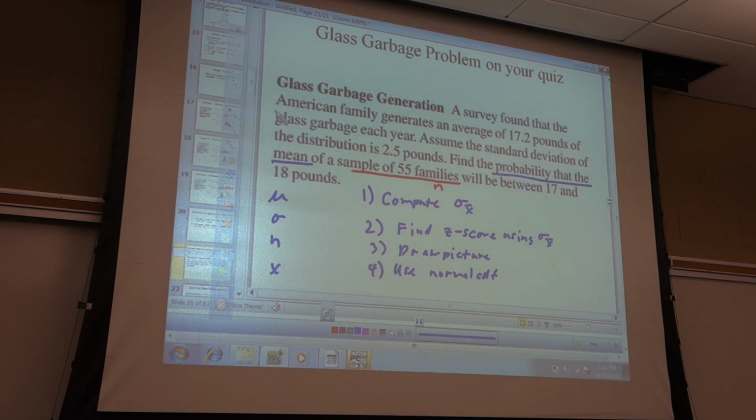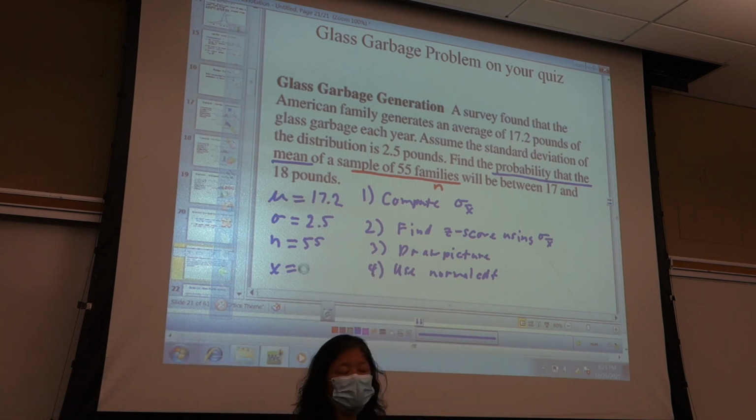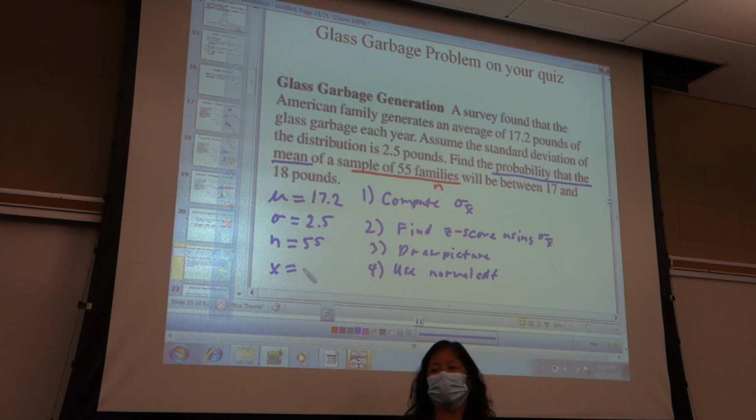Okay, let's take a look. I didn't post this, but mu is 17.2. Our sigma, our standard deviation, is 2.5. Our n is 55. And then our x, I'm going to call it x instead of x bar, because technically it's what we're looking for, right? You folks are used to looking at them as x's, so we can leave it as x's. Our x's are, in this case, several means.